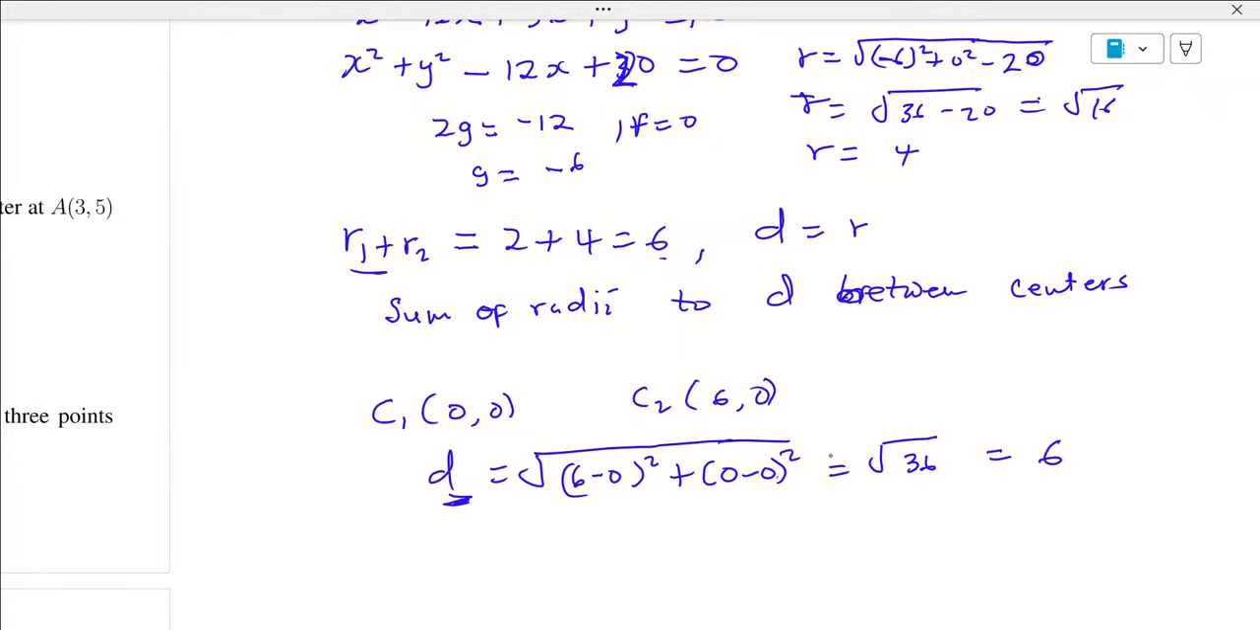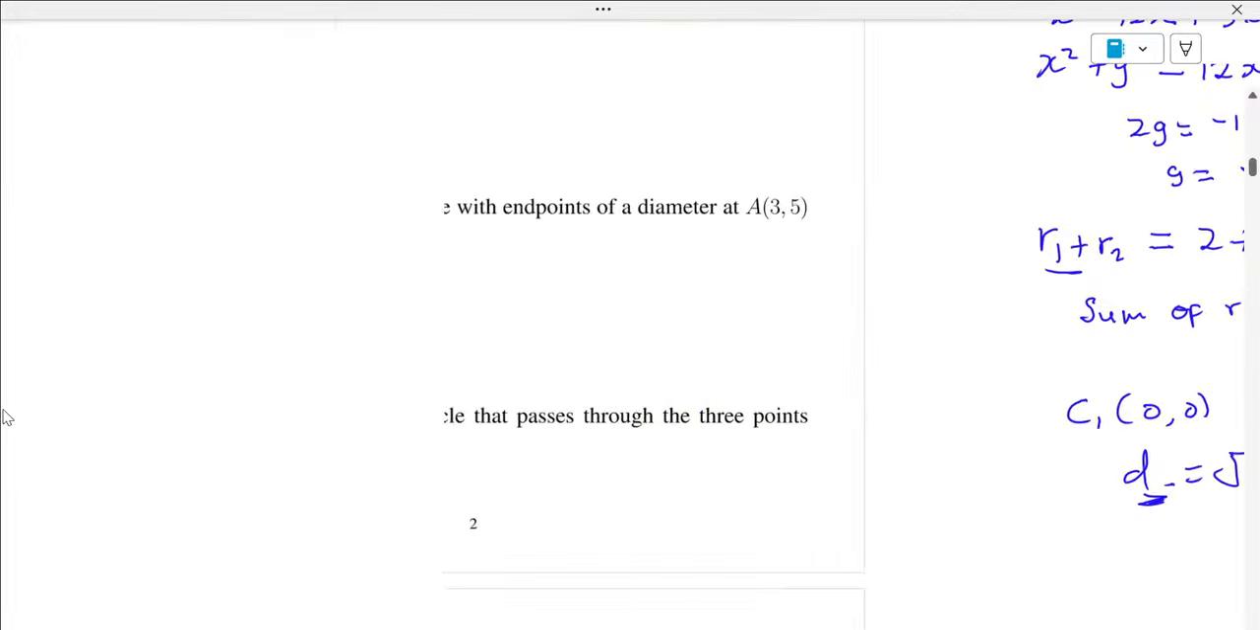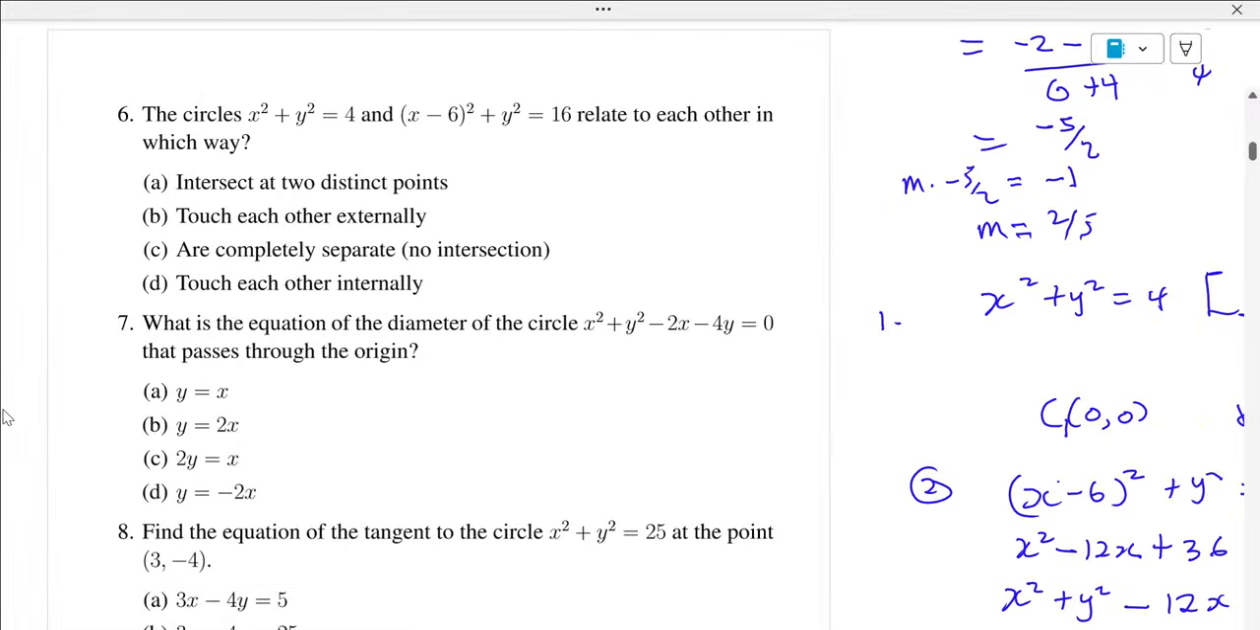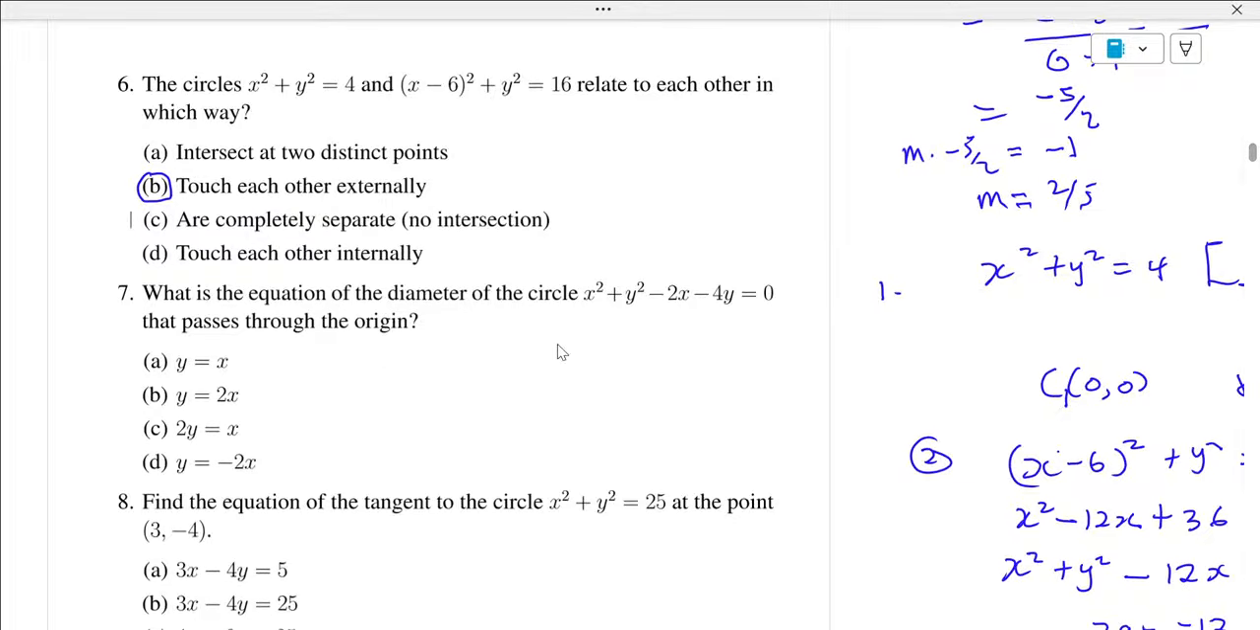So here we can say that since the distance is equal to the sum of the radii, the circles touch each other externally. So the correct answer to question 6 is B. They touch externally. Now let's look at question 7 a little bit. I should be quicker here.